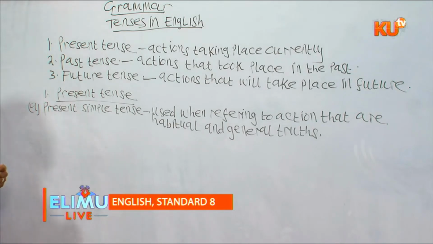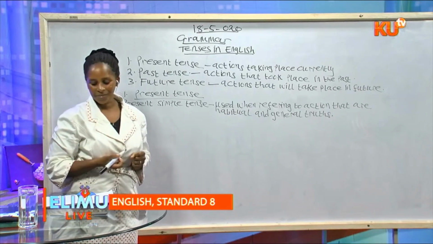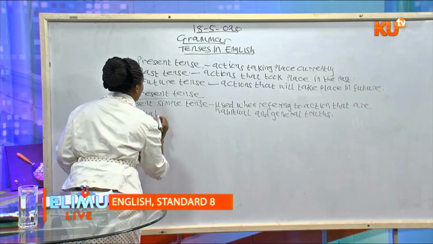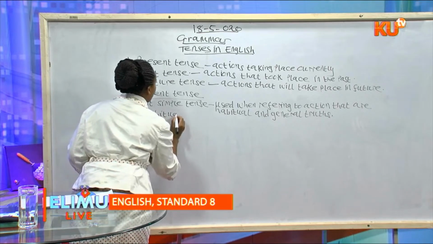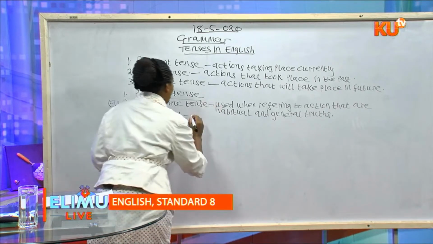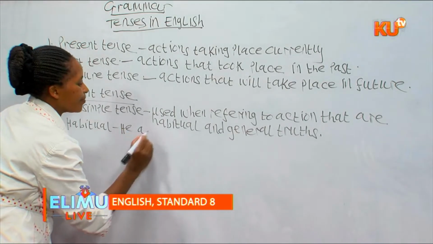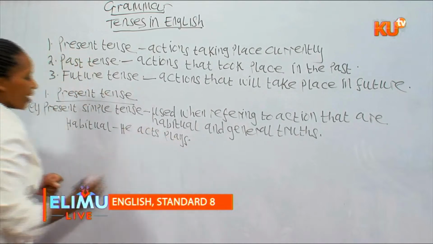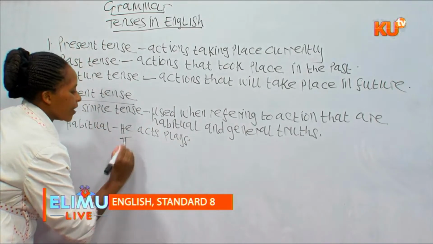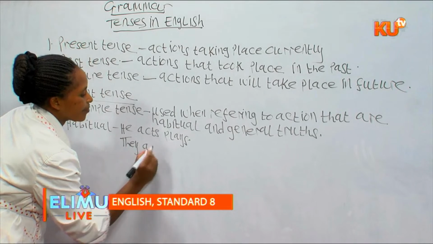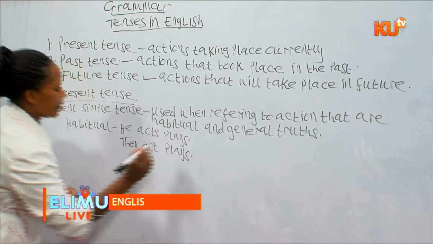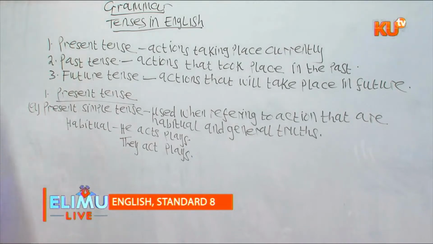Now, habitual actions. I can have an example in a sentence, and I can say, this is habitual. I can say he acts, plays. In plural, I can say they act, plays. There is something habitual.